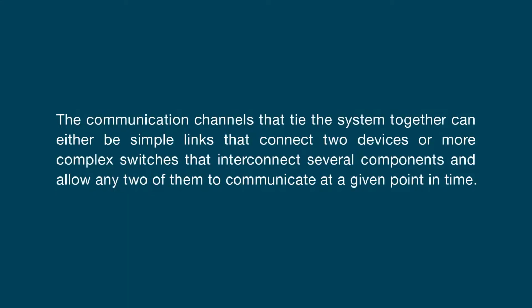The communication channels that tie the system together can either be simple links that connect two devices or more complex switches that interconnect several components and allow any two of them to communicate at a given point in time. When a switch is configured to allow two devices to exchange information, all other devices that rely on the switch are blocked. That is, they must wait until the switch can be reconfigured.